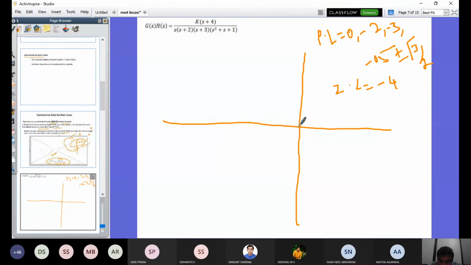So one pole at the origin, so you can put a cross. Next, one pole at minus 2. I will put it at minus 2 here. Next, one pole at minus 3. The rest of the 2 poles are located at minus 0.5 plus or minus j root 3 by 2. So I will consider this as 0.5 and this as root 3 by 2. So the 2 roots are minus 0.5 plus or minus j root 3 by 2. This is minus j root 3 by 2.